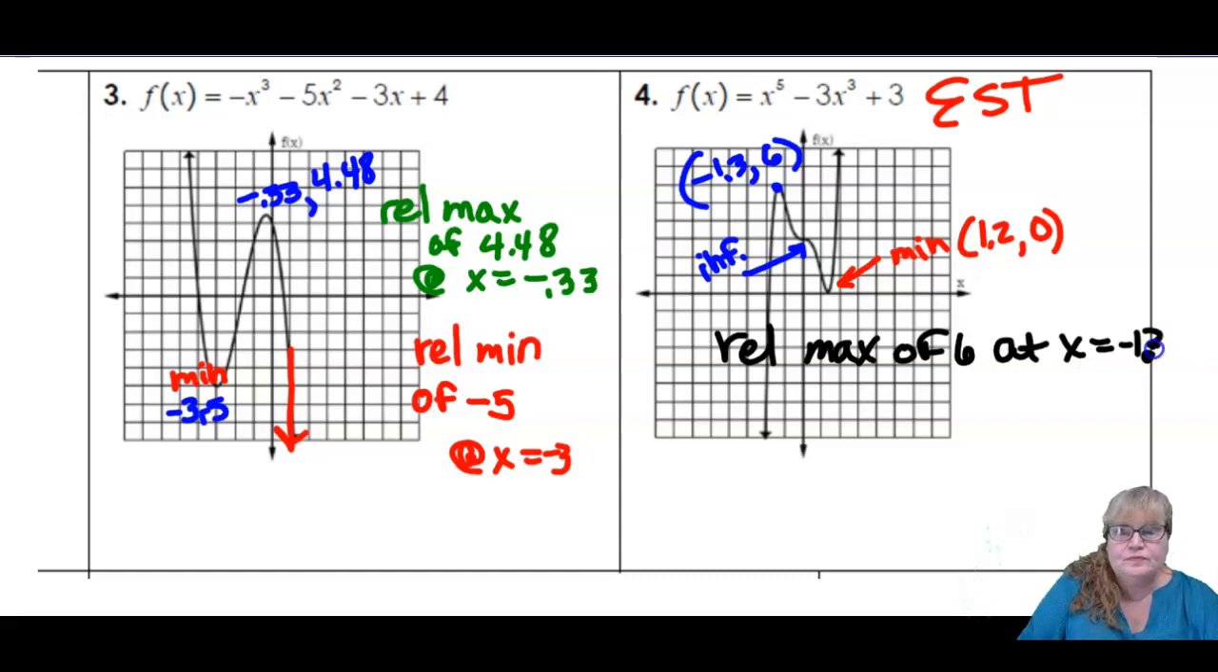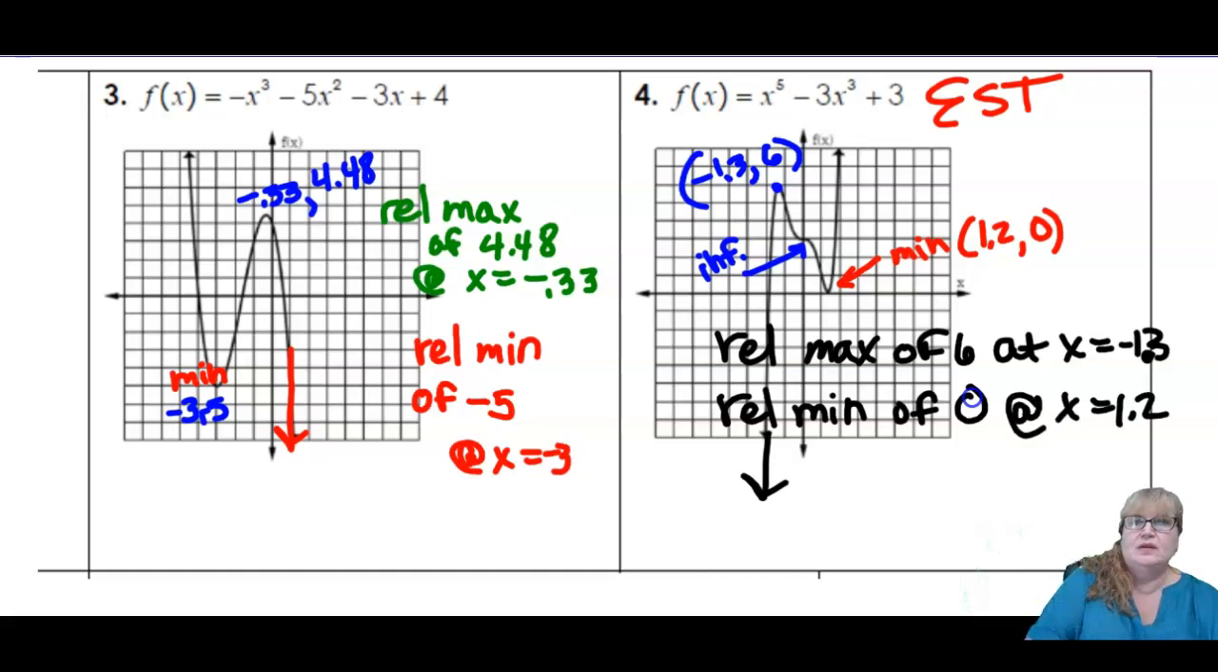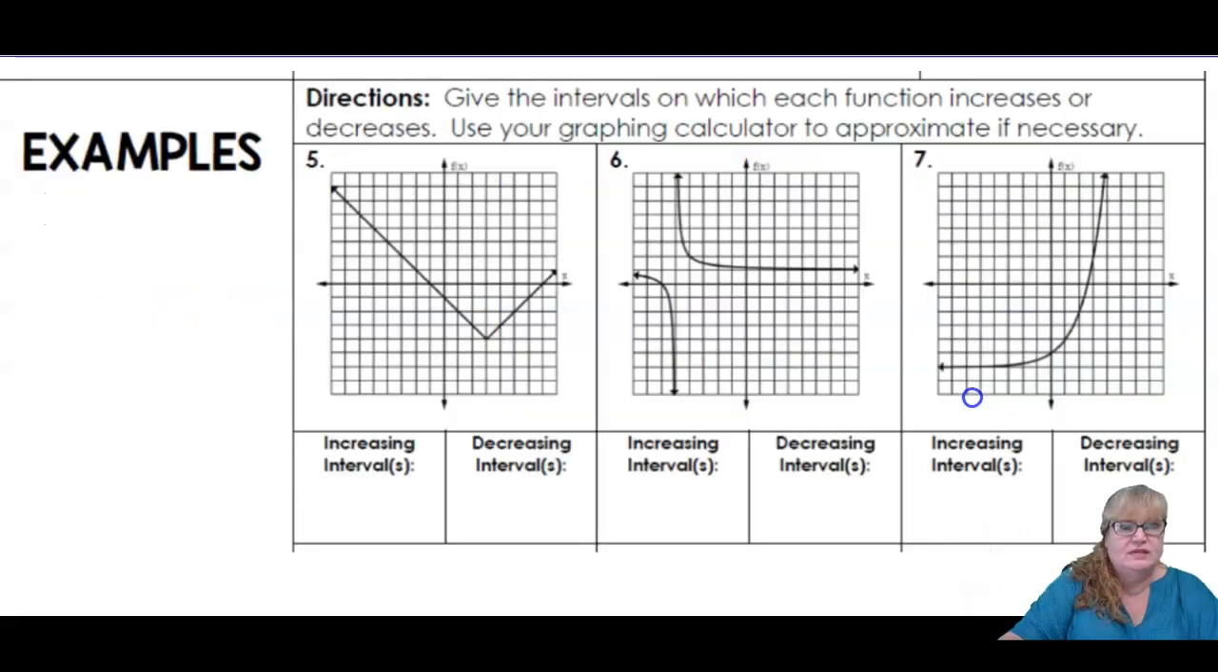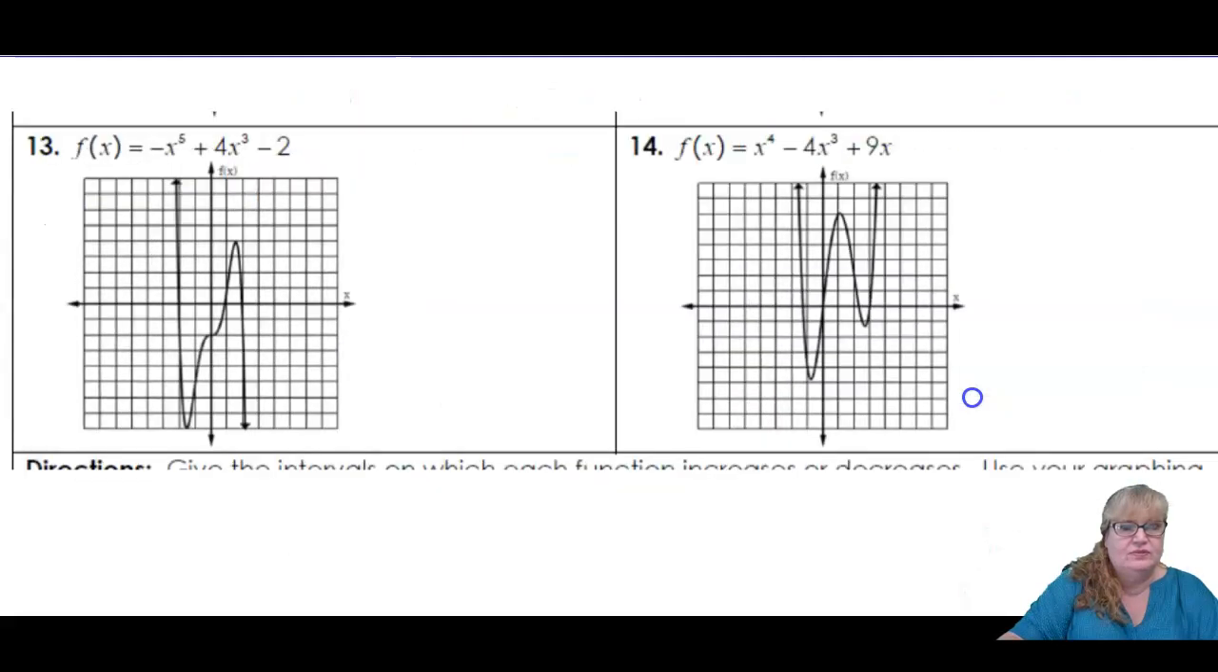And a relative min, because the arrow goes down over here forever, so it doesn't have an absolute min. And that y value that occurred there was 0, and it happened at x equals about 1.2. All right, so a little more practice on that. Then we're going to talk about increasing and decreasing. Let me see. Is this the whole second half of the video?